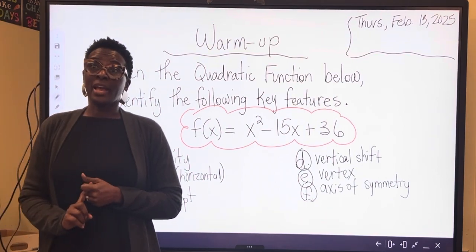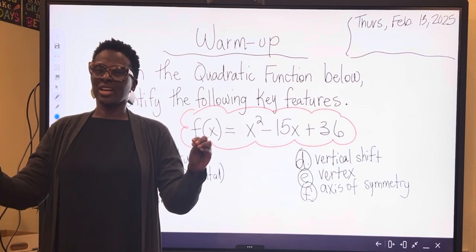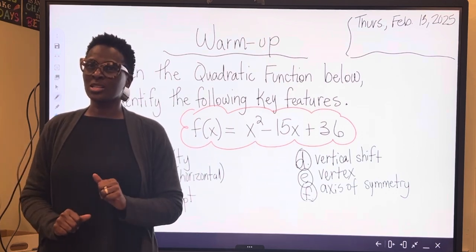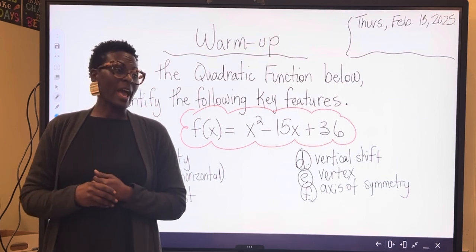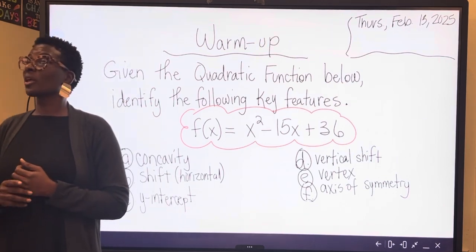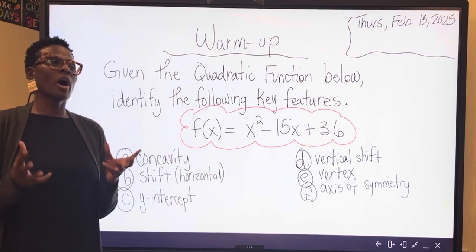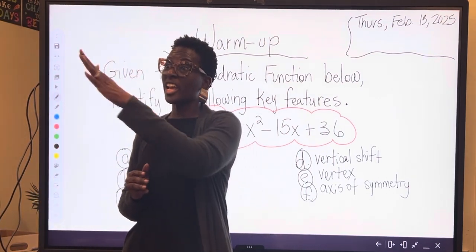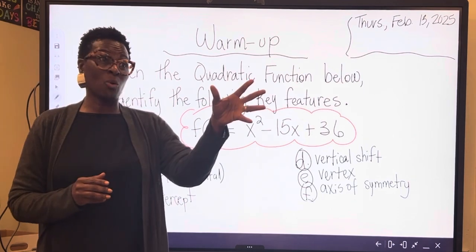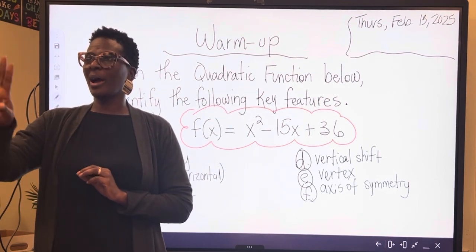Again, y equals ax squared plus bx plus c. What does standard form give me? It gives me my a, b, and my what? C. Okay, so let's talk about the a.